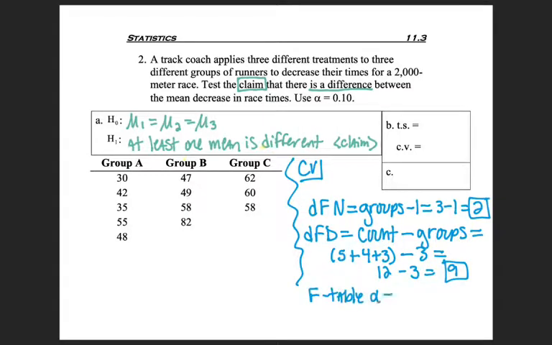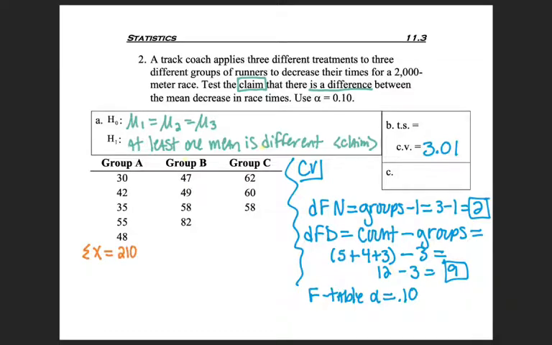And remember, using the F table, we'll have to go to the individual table based on alpha, and we can see that alpha is 0.10. So from that table, column 2, row 9, I see the number 3.01.